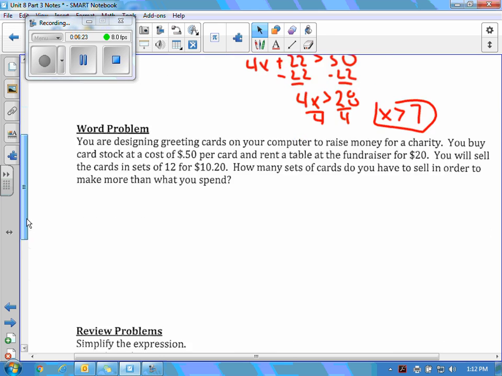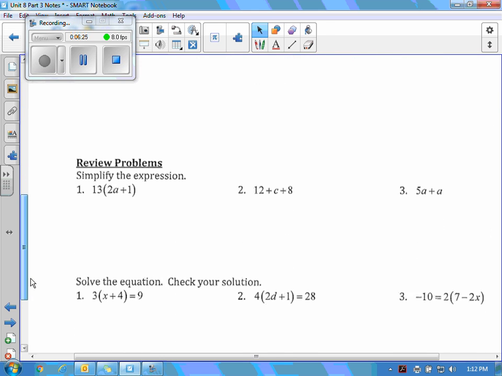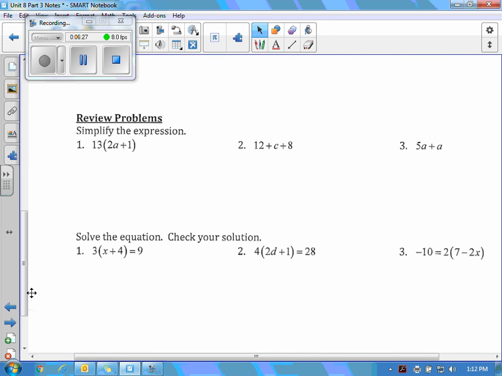The next word problem is pretty difficult. I'll let you guys try it, do your best. And then at the bottom, there's just some review problems for you to do, just simplifying expressions and solving equations. Make sure you get all those done on your own.